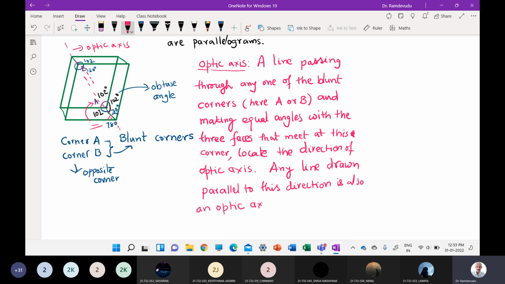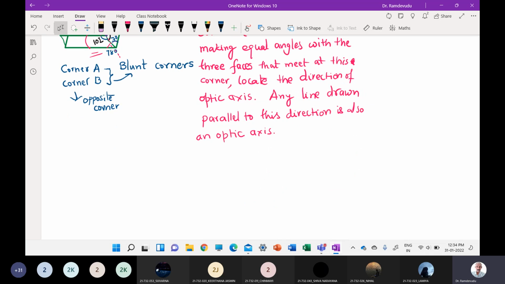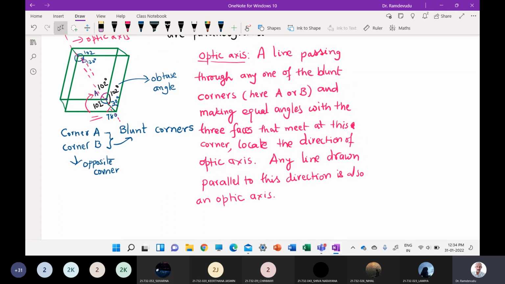So you may be having some confusion with the definition. What is the line? What is the direction? Here optic axis is very clear. Any line at this corner, if you draw a line, should make equal angles with all the three faces that are meeting. That line is only called the optic axis direction.